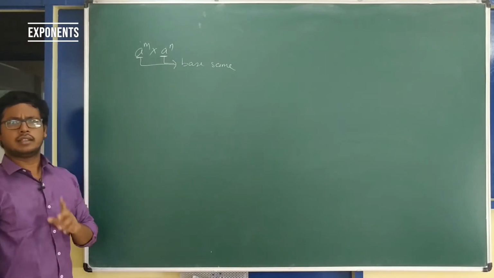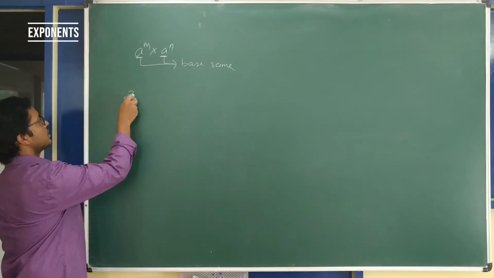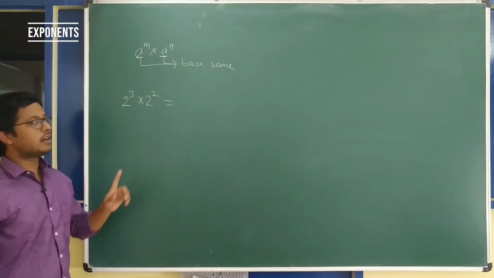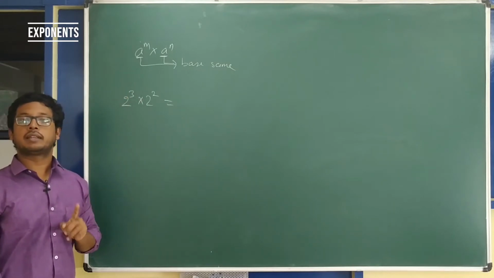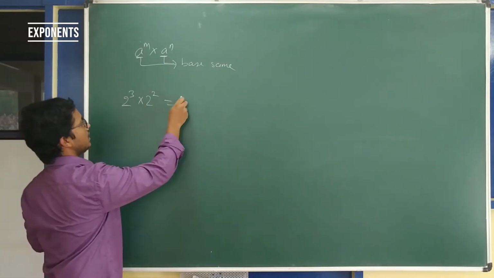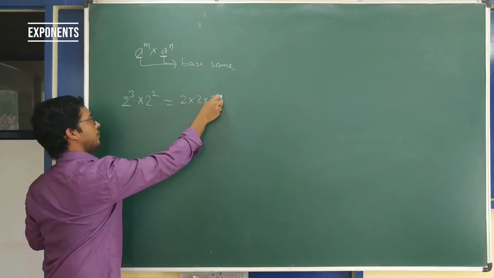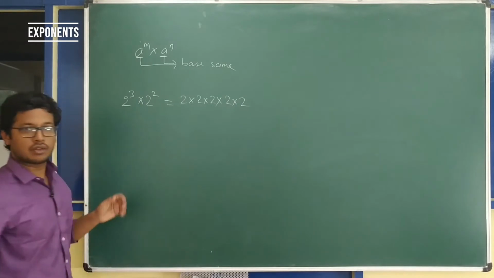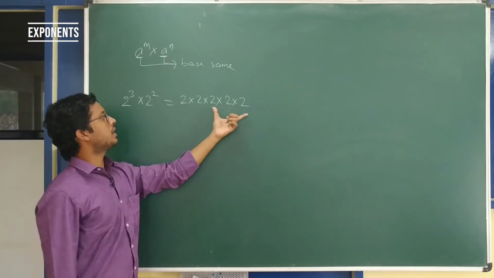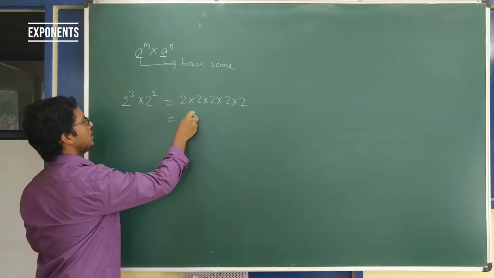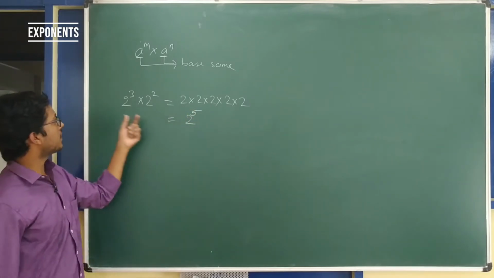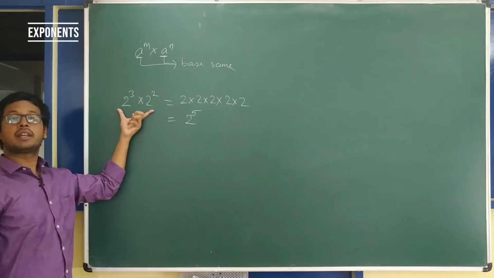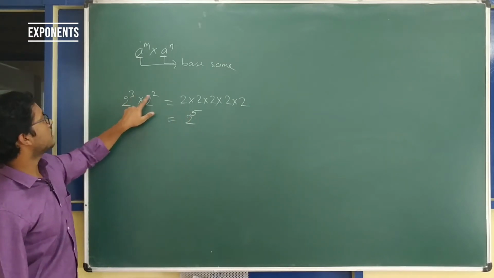So let's see what happens in this case. We'll take an example: 2 raised to 3 into 2 raised to 2. 2 raised to 3 is not 6. Please do not make that mistake. It's not 2 into 3. It is 2 multiplied 3 times. So 2 raised to 3 will be 2 into 2 into 2, into 2 raised to 2, so it is 2 again multiplied 2 more times. All in all, you have multiplied 2 five times. So it will be 2 raised to 5. How did we get this 5? Here we multiplied 2 three times, here we multiplied 2 two times, all in all we multiplied 2 five times. So this 5 is nothing but 3 plus 2.